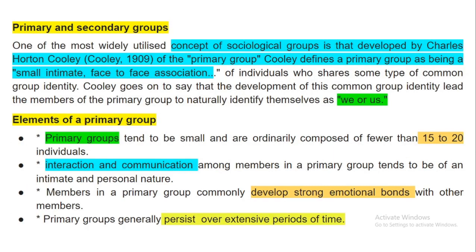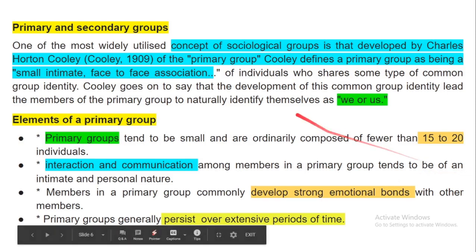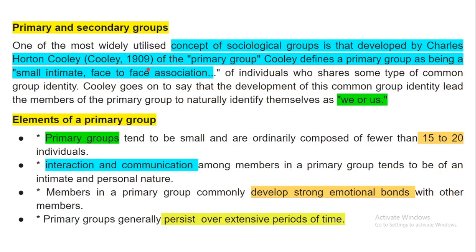Now next, primary and secondary group. One of the most widely utilized concepts of sociological group is that developed by Charles Horton Cooley in 1909. So this most used sociological concept was developed by Cooley in 1909.